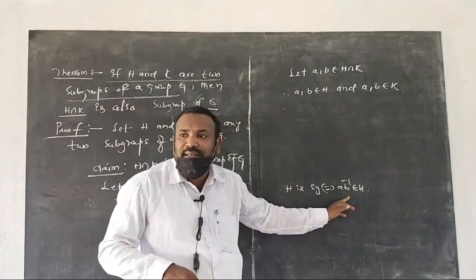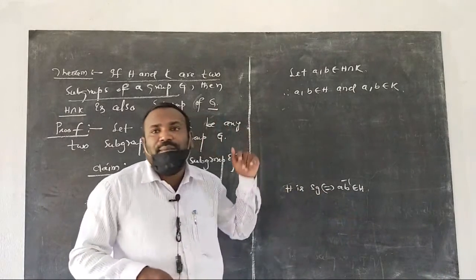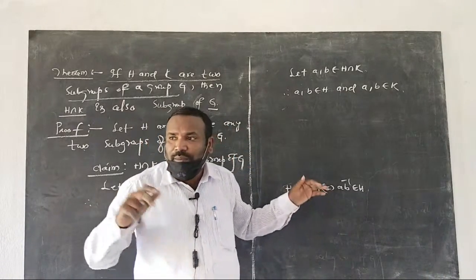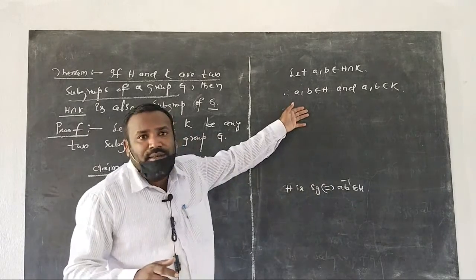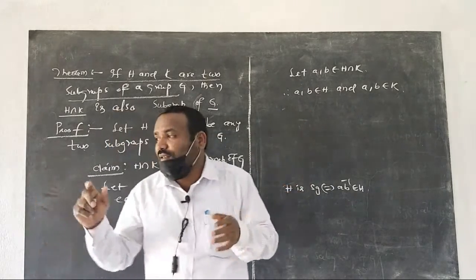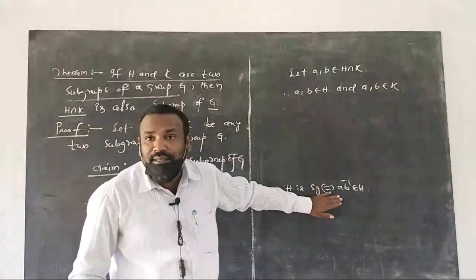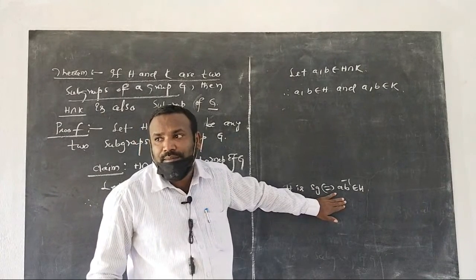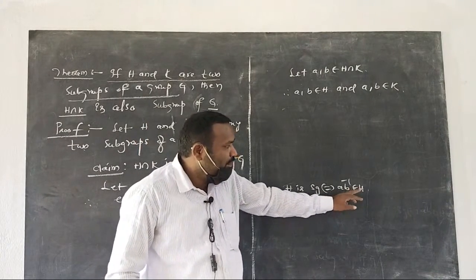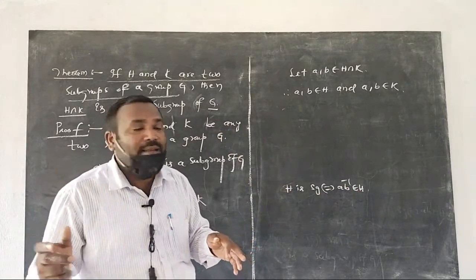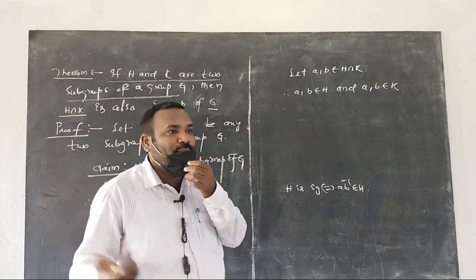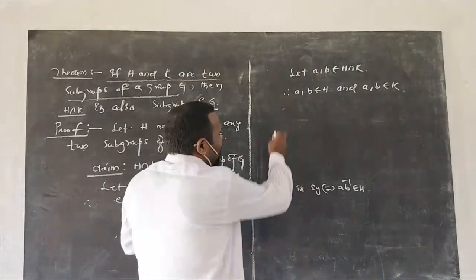If AB inverse belongs to H, then H will become a subgroup. That is the sufficient part. We make use of the sufficient part in this theorem. In order to prove H intersection K is a subgroup, we make use of this theorem, the sufficient part. That is, if AB inverse belongs to H intersection K, then H intersection K will become a subgroup. That is what we are going to prove.